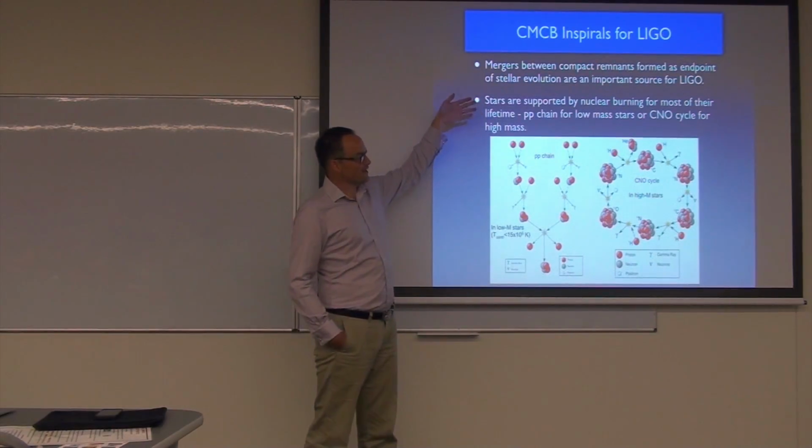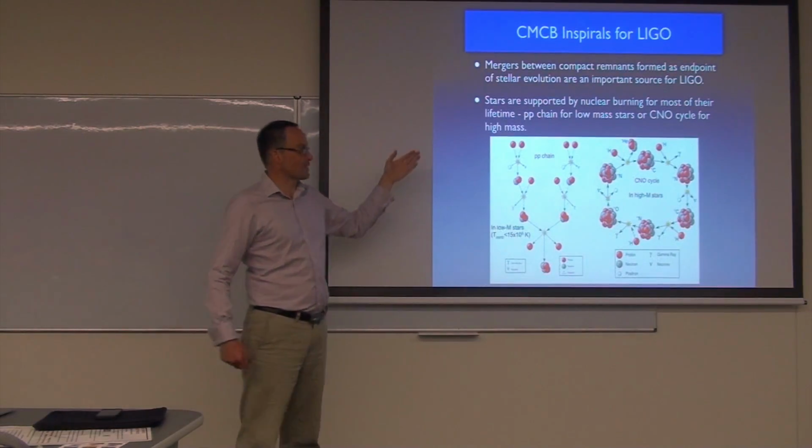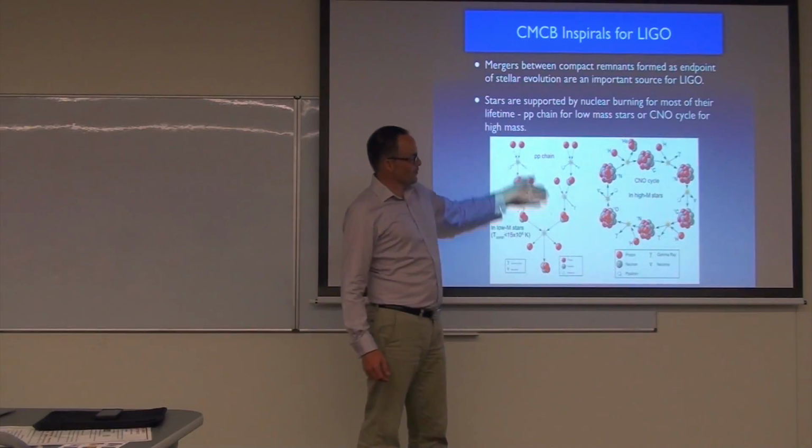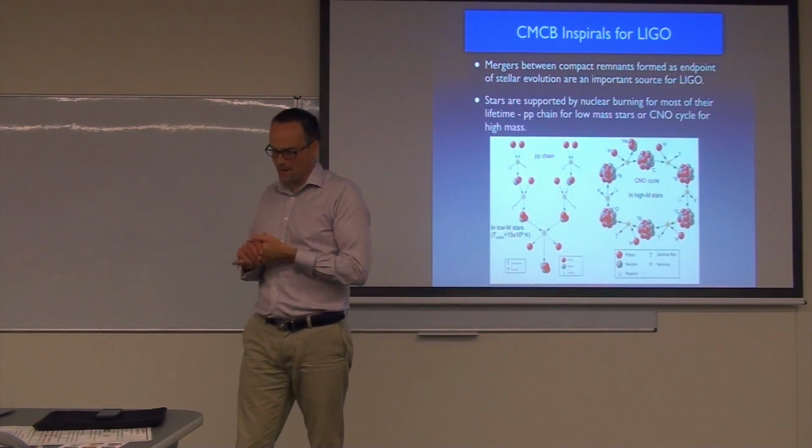Okay? So for most of the life of the star, it's not a black hole, it's burning, and that nuclear burning process produces pressure, which stops the star collapsing. So there are a number of different nuclear processes that go on in stars. Which one is dominant depends on the mass of the star.